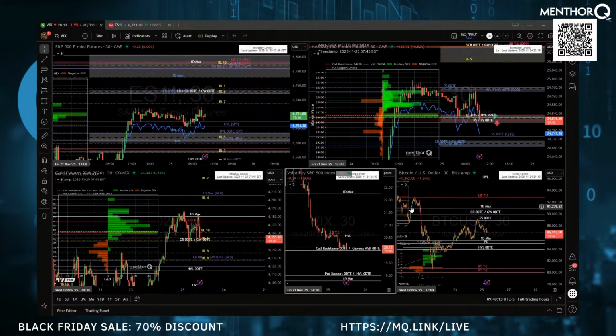Gold is also, after touching 1 day max 3 times today, coming back, call resistance, gamma wall. Then from GLD the gap is plus minus 20 points, $20. Doesn't matter for us. We know how to handle this.